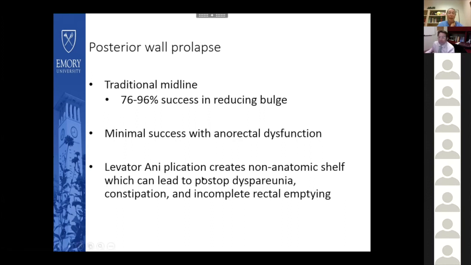Levator ani plication is something they used to do. They used to try and get the levator ani muscles and bring them midline to help support. That caused a whole lot of pain issues. It also created this weird shelf within the vagina that gives you a lot of pain with intercourse. It can also cause constipation and incomplete rectal emptying. So if you ever see this on a test, the answer is don't do it. The other thing I don't recommend is putting mesh anywhere in this area for multiple reasons. Just don't put mesh here.